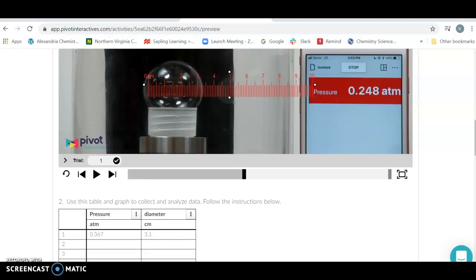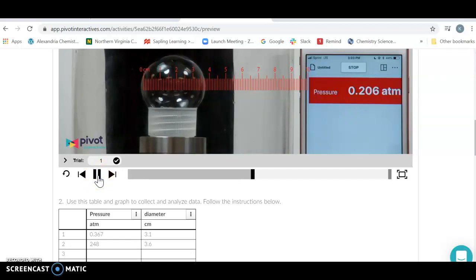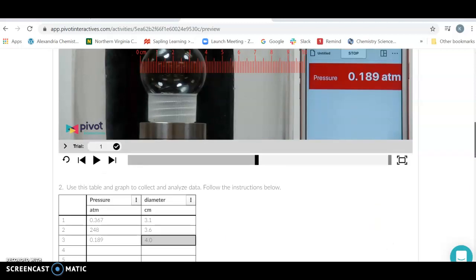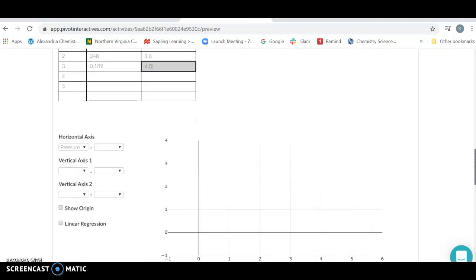I've taken the pressure go down and the volume of this bubble go up. So at 0.248 atm, and obviously you're going to get your own points as you go through this, I have a diameter of about 3.6. And let's do one more point so at least we can try to get a straight line. And this is going to keep increasing in size until in fact it gets quite big. So at 0.189 atmospheres, I have a bubble diameter of 0 centimeters. And if I go down here again, I can graph it.